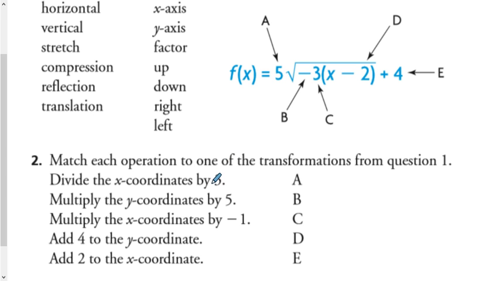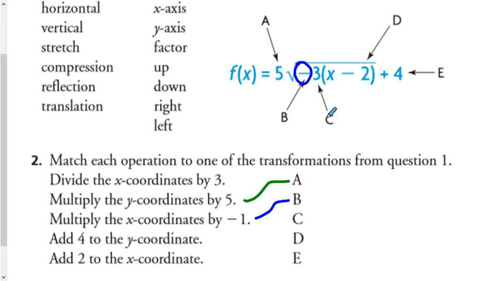Let's see if we can figure this out. First of all, let's look at our first one. A is going to be multiplying our y coordinates by 5. B is just this negative. I accidentally put it together with the 3 last time and did it all at once. This is going to multiply our x coordinates by -1, which is going to be our reflection in our y-axis.